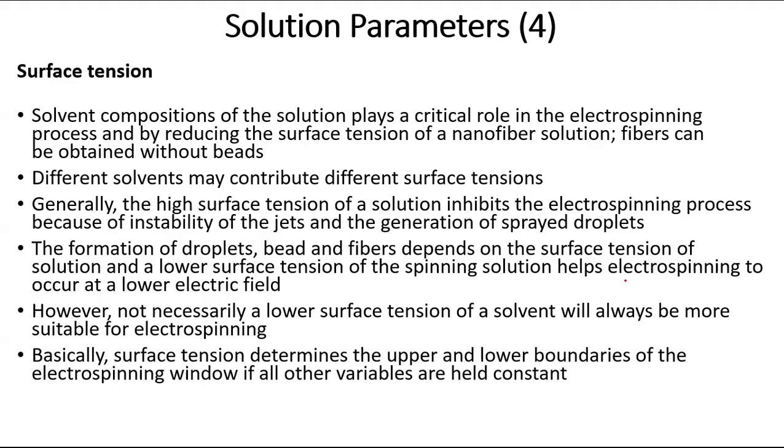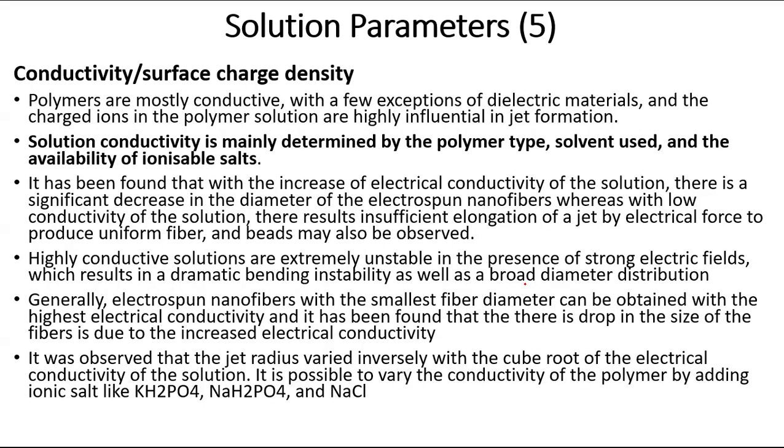Why is that? It is because the surface tension determines the upper and lower boundaries of the electrospinning window if all other variables and parameters are held constant. Another solution parameter is the conductivity or the surface charge density. Most polymers are conductive, while some have limitations in the dielectric constant of the material.